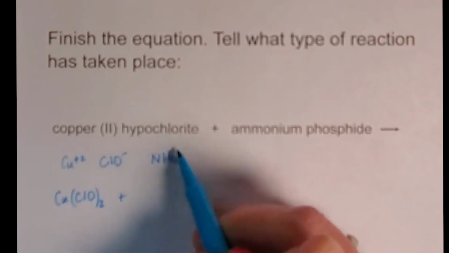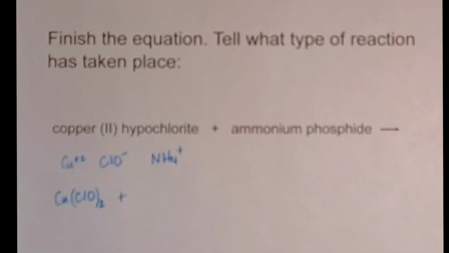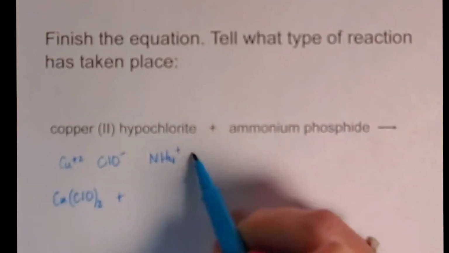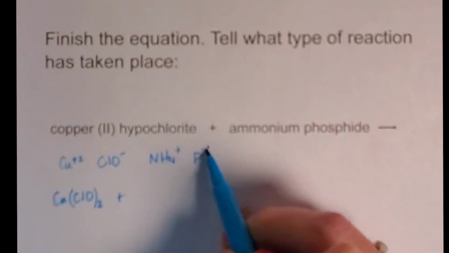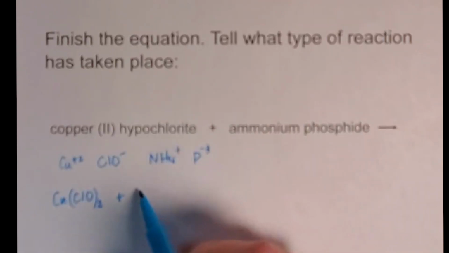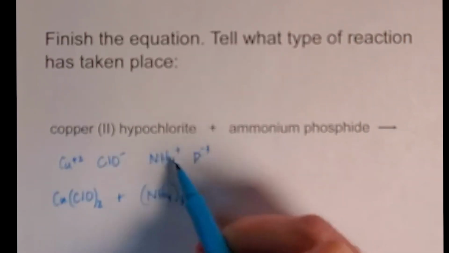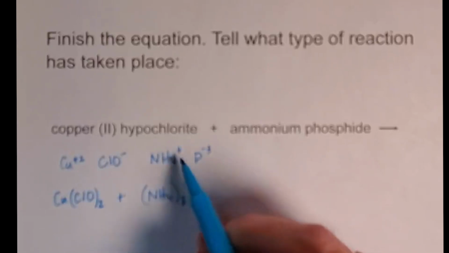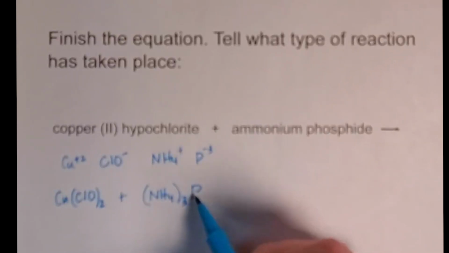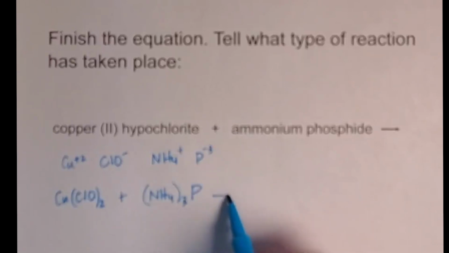To that we are going to add ammonium, which is NH4 plus, and phosphide, which is P negative 3. We again switch the charges, put parentheses around the ammonium, write our 3, and then put our phosphorus with a subscript of 1, which we don't write.